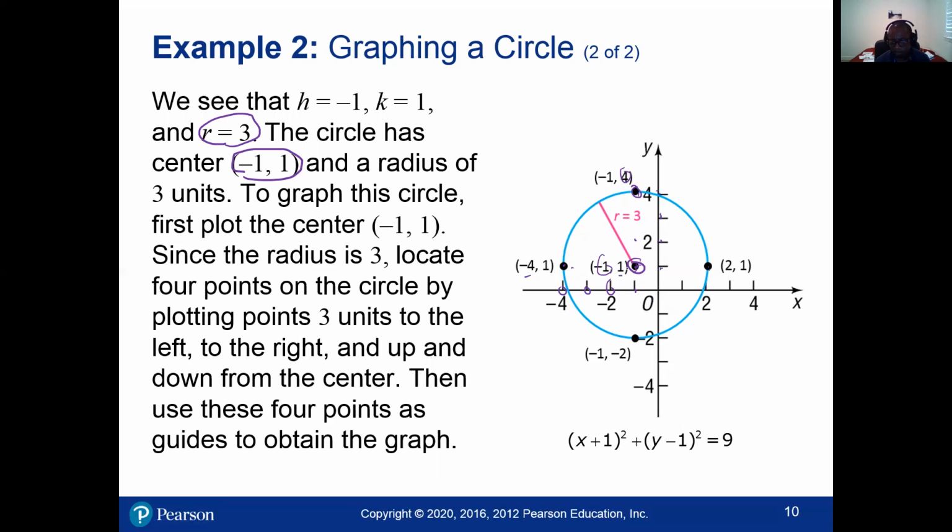It is 1. Then if I'm going down, the x coordinate doesn't change. So you go down 1, 2, 3 because the radius is 3. And that gives me what? -1, -2. And then I go to the right. Again, the y coordinate stays the same. The x coordinate changes. So from -1, you go 0, 1, 2, and 3. So that gives me x coordinate is what? 2. So this will guide us to graph the circle. We have to locate 4 points: up, down, right, and left.